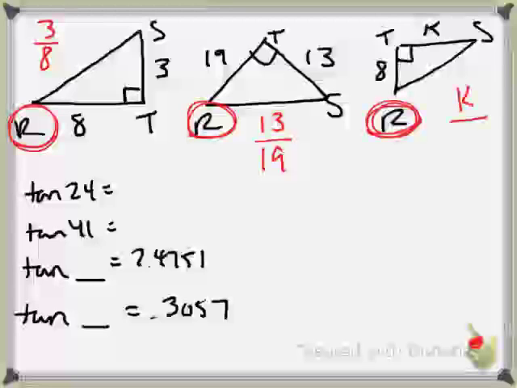What is that? It was supposed to be a 15, but it kind of looks like a K, so we'll go with K. K over 8. So opposite over adjacent. Always opposite over adjacent for tangent.